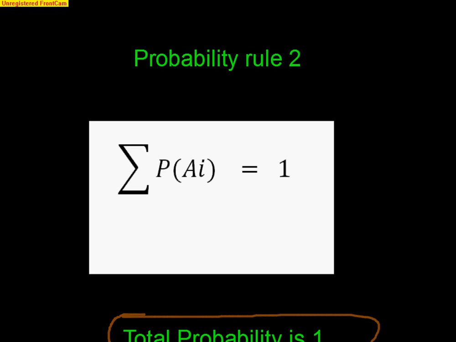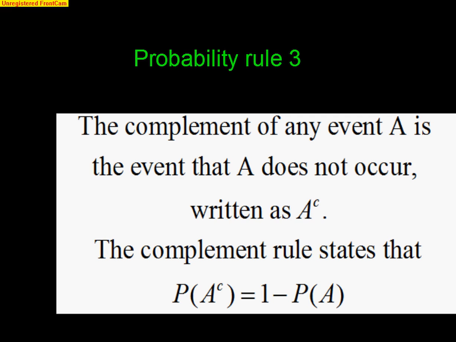So probability rule number 3. It says the complement of any event A is the event that A does not occur. It is written as A complement. The complement rule states that A complement is equal to 1 minus P of A.